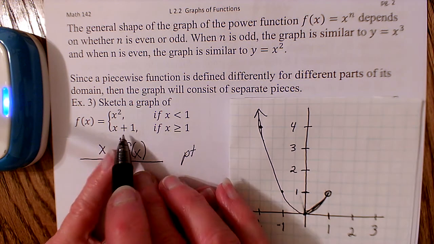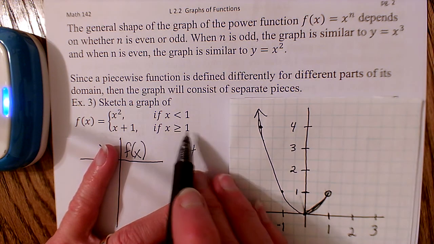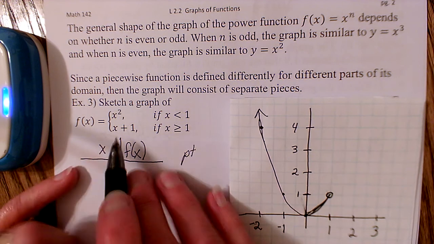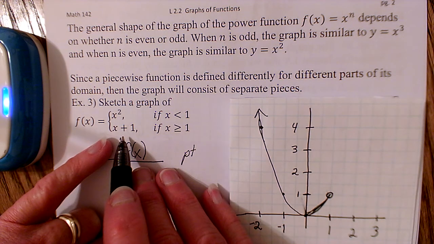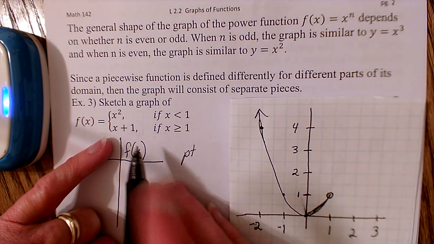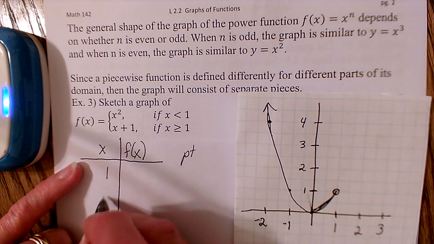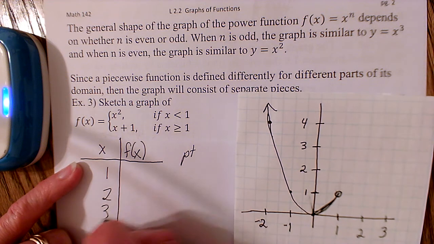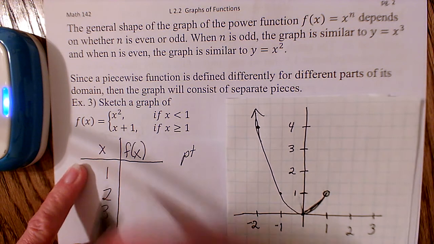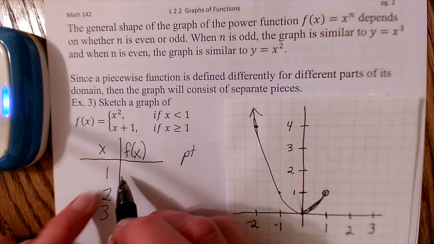And now let's see what it's going to look like once we get to where x is equal to 1 or greater than 1. We're going to use x plus 1 for the function. So let's pick a few points and figure out what we're going to have there. For example, we'll need 1. We can go ahead and get 2 and 3 since we have those all on the graph over here. That's enough points to figure out what's going on.